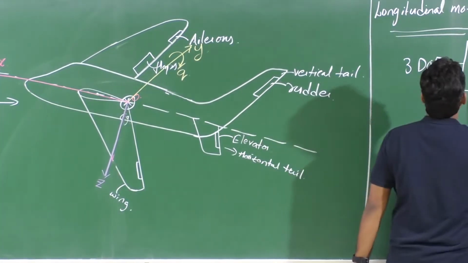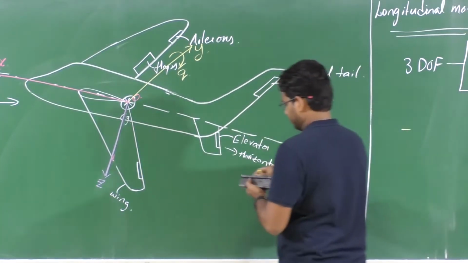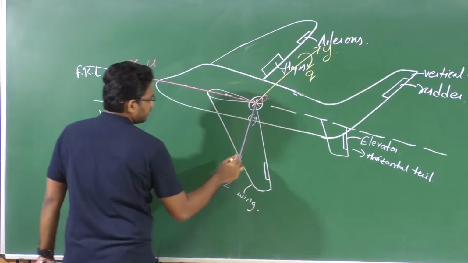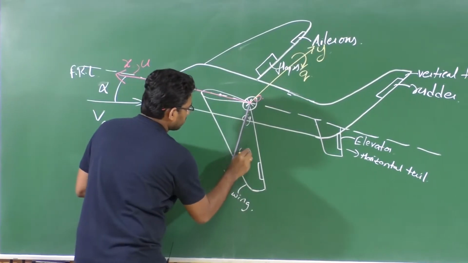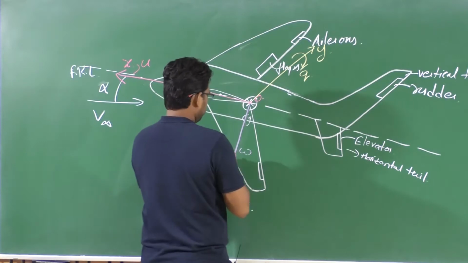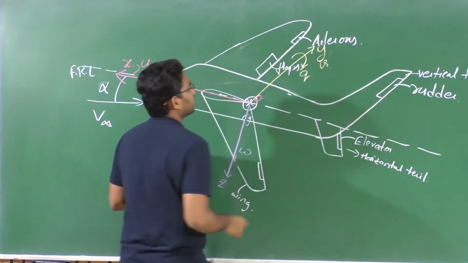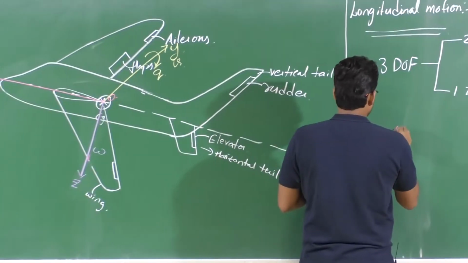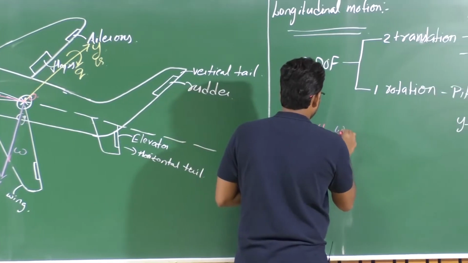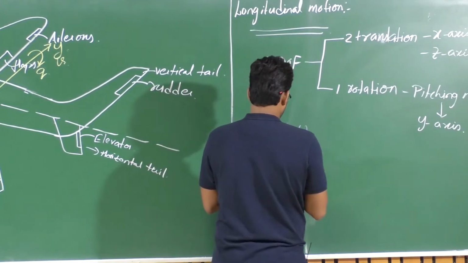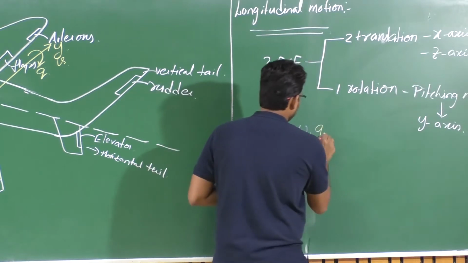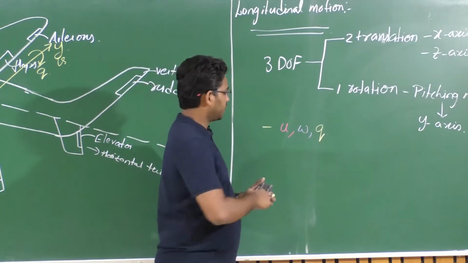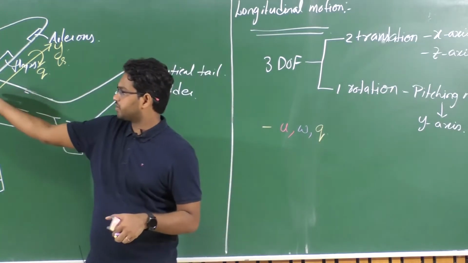So for a longitudinal motion, let u be the translational velocity along x, w be the translational velocity along z axis, and say v be the translational velocity along y axis. Now you have u, w, and q, right? What is q? It is the corresponding pitch rate, the rate at which the aircraft is changing its pitch orientation.